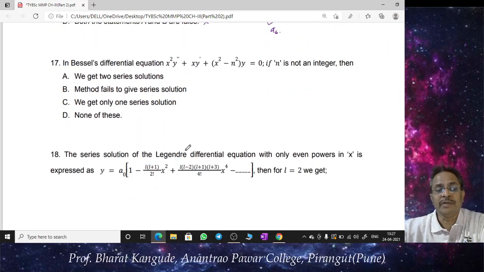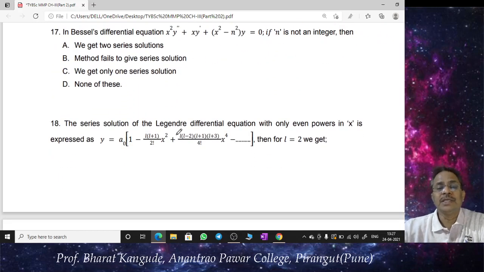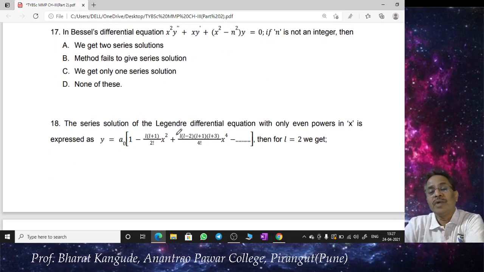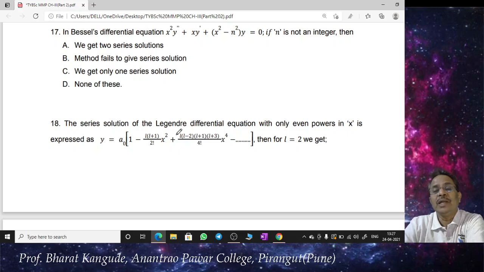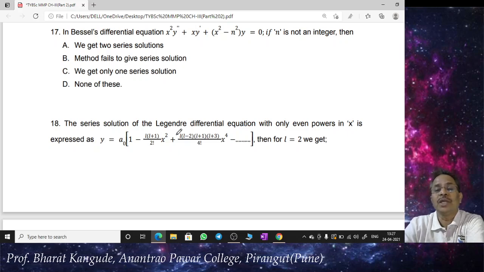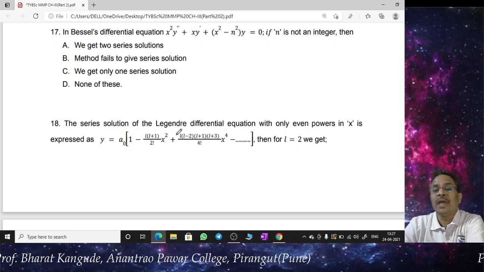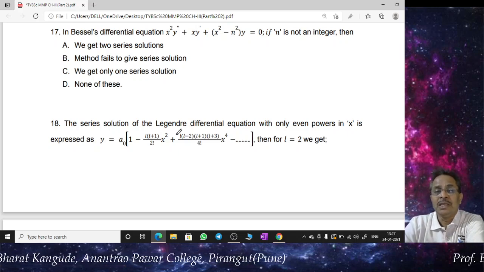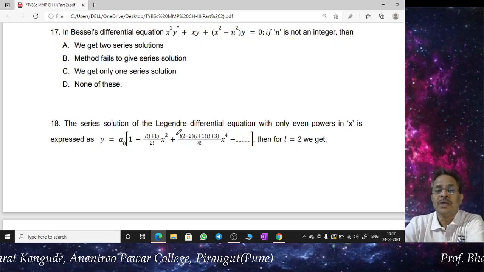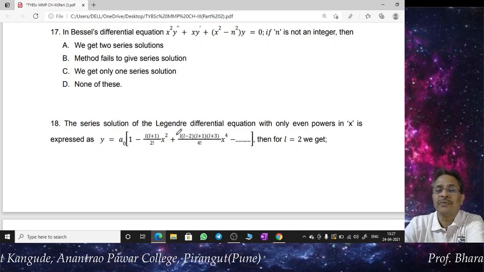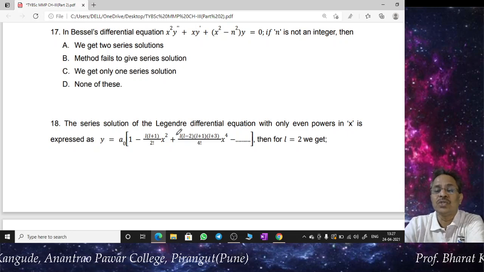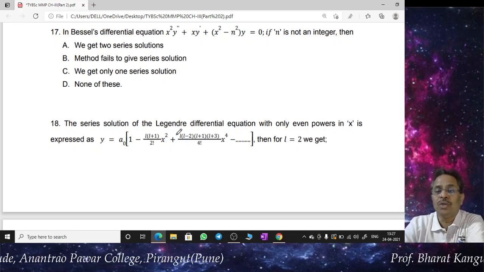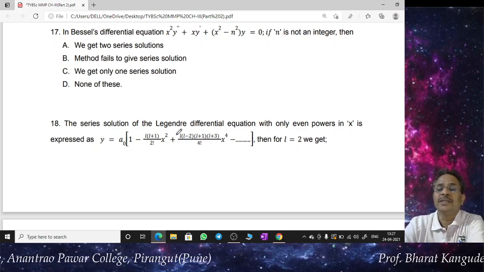Now question number 17. This is the form of the Bessel differential equation we have seen earlier: x square into y double dash plus x into y dash plus (x square minus n square) into y is equal to 0. If n is not an integer, this is one speciality of this equation, then we get two series solutions. Option B is the method fails to give a series solution. Option C is we get only one series solution, and D is none of these.